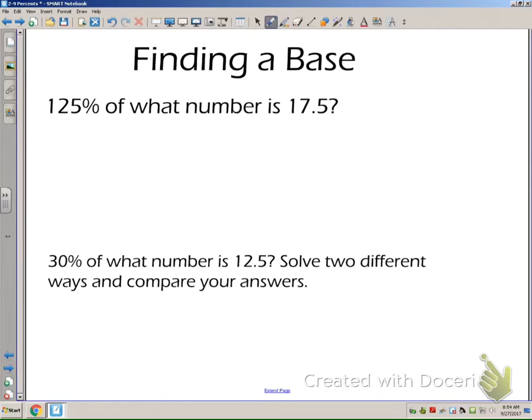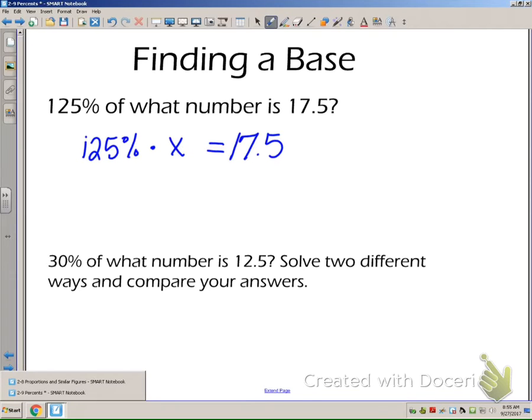Sometimes we have to find the base. It says 125% of what number is 17.5. So we can do the is over of equals percent over 100, or we can say 125% of what number, we don't know the number, is means equals 17.5.